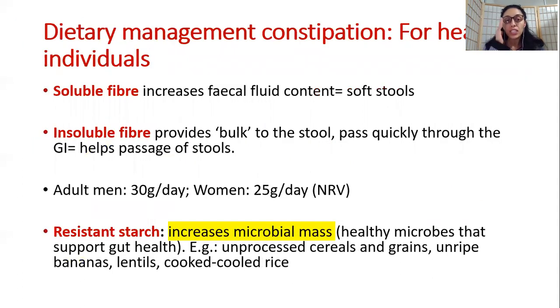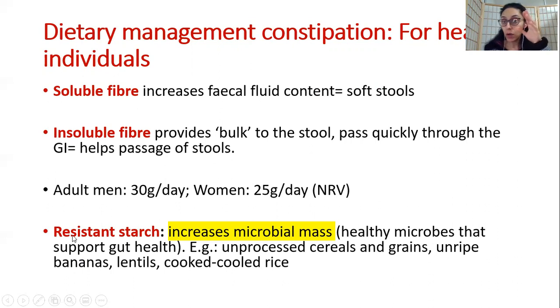Then you have, for example, dietary management, and this is not new to you. With constipation, the first thing which everybody knows is that you need intake of fiber. So you need intake of soluble fiber, which softens your stools. Insoluble fiber forms the bulk of your stool. It gives you the mass, the volume for defecation. It helps to pass the stool quickly through the intestine. This is the NRV for fiber intake.